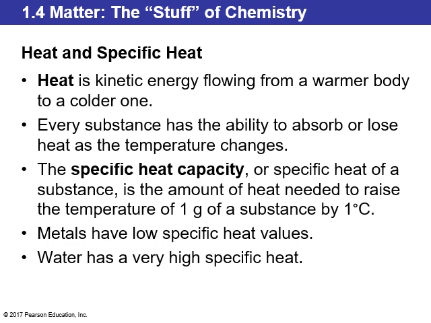So all substances have the ability to absorb or lose heat, and they can do that at different rates depending on their chemical properties. Some substances will absorb heat very quickly. They have a different specific heat. So we're going to discuss specific heat now. The specific heat of a substance is the amount of heat that's needed to raise the temperature of 1 gram of a substance by 1 degree Celsius.